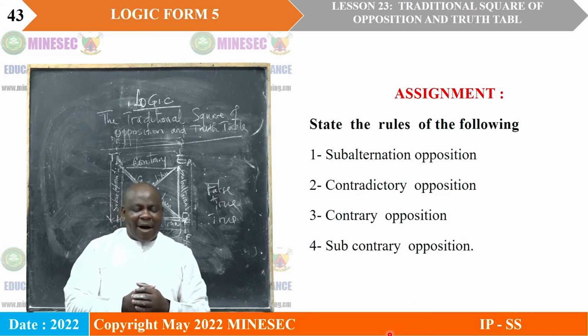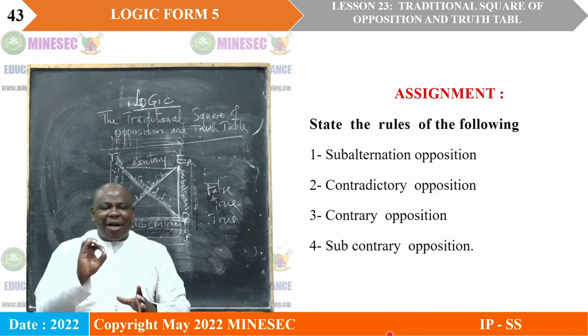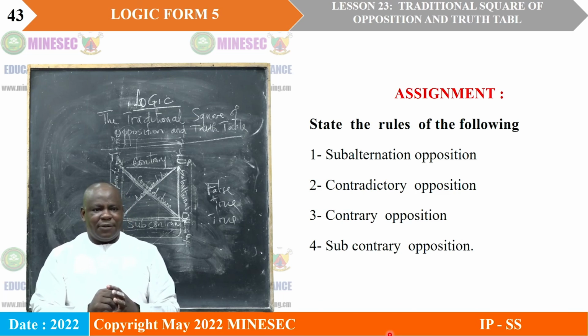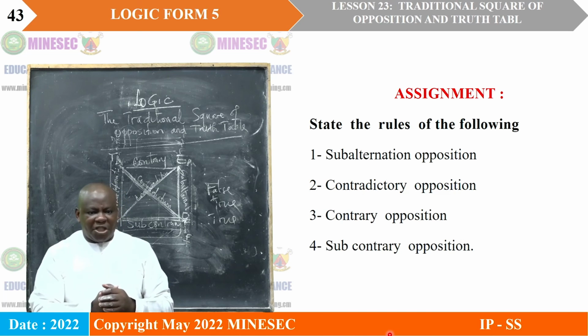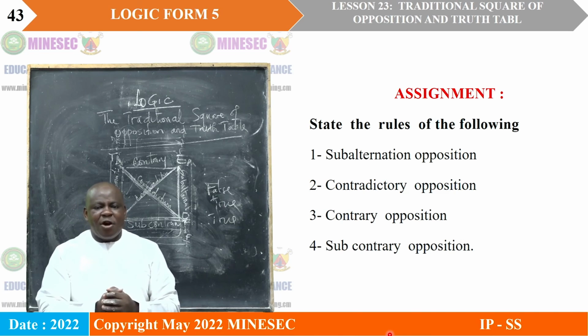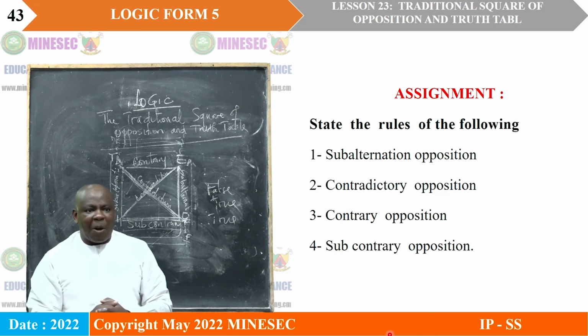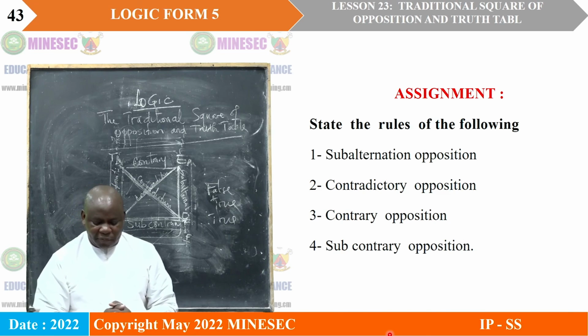We cannot go without leaving an assignment. Now, our assignment will be: state the rules of the following. One, subordination opposition. Two, contradictory opposition. Three, contrary opposition. And four, subcontrary opposition.